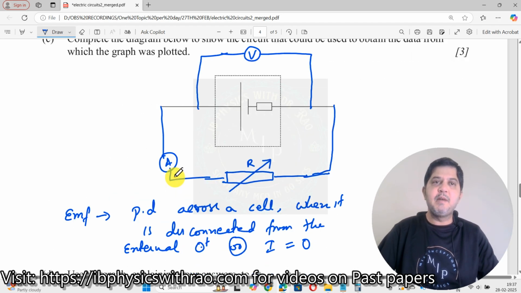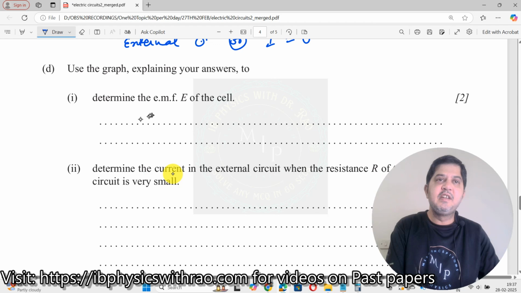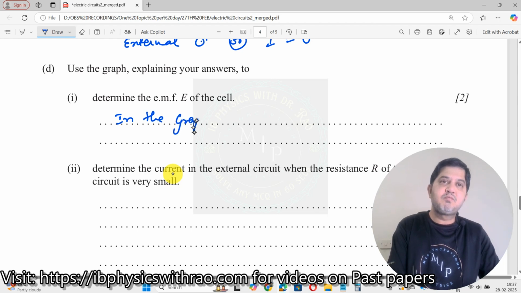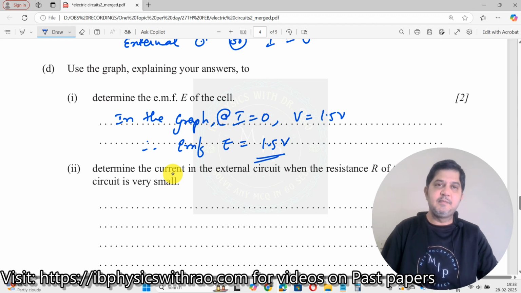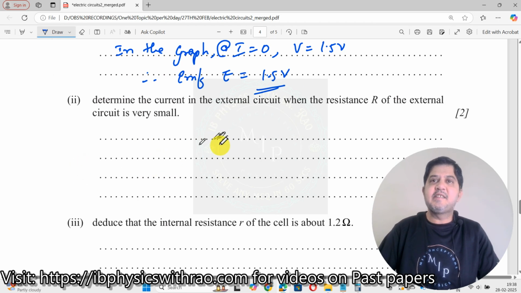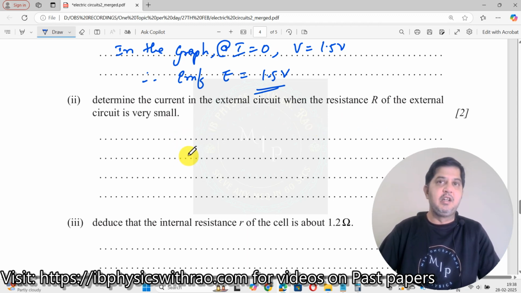Now let me come back to this. Mention this, that this is for 2 marks. You need to describe it. In the graph at I equal to 0, V is equal to 1.5 volt. Therefore, e.m.f. E is equal to 1.5 volt. You have to mention this. Then, determine the current in the external circuit when the resistance R of the external circuit is very, very small.